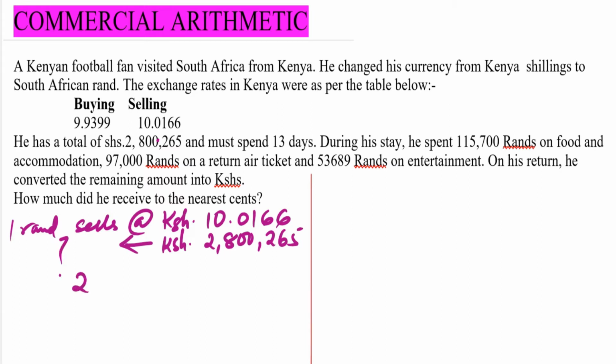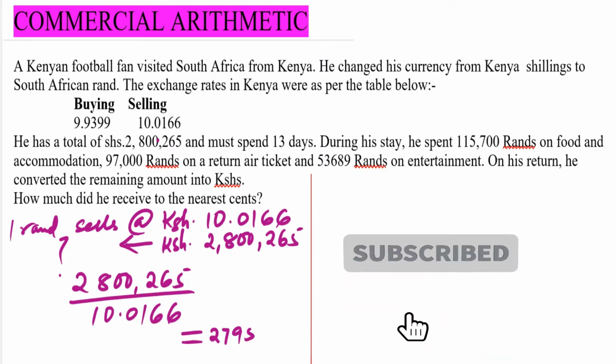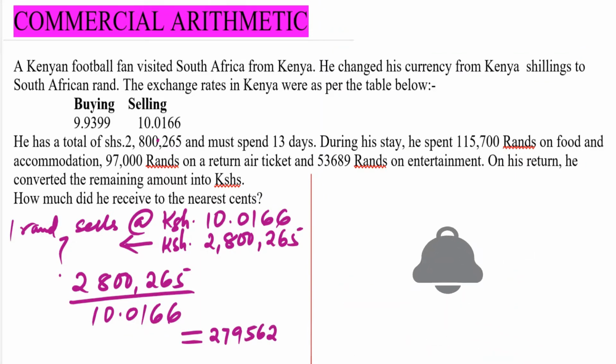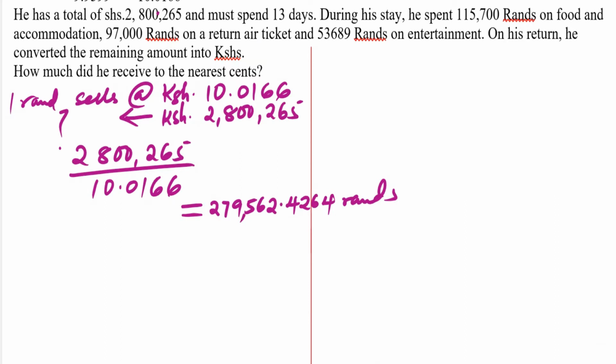So we shall divide 2,800,265 by 10.0166. So this will give the answer in rands. So we get 279,562.4264 rands. So that is what you get after converting the money into rands.